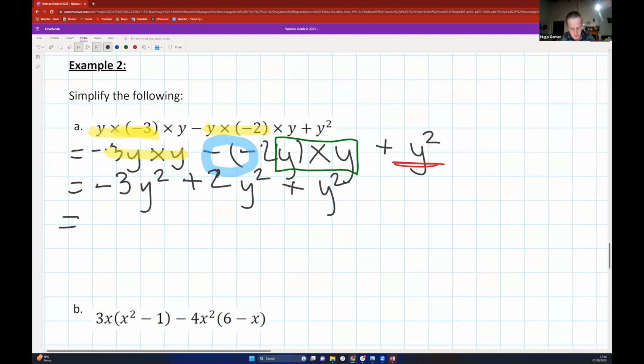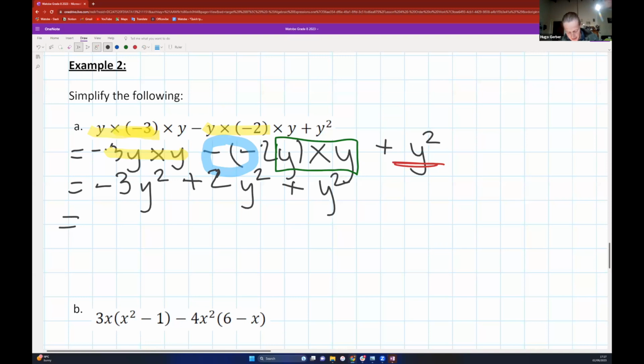So we're going to start with a -3. We add 2, that gives us -1. And we add another 1, and then we get, what do we get? -1. Okay, let's do this bit by bit.